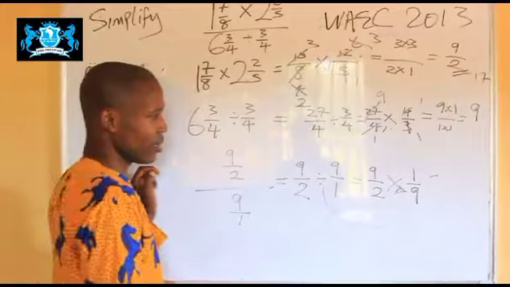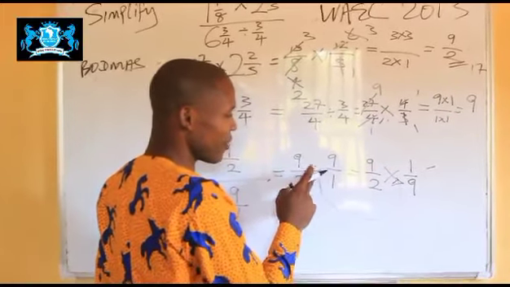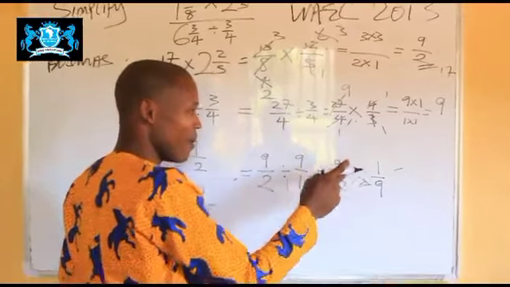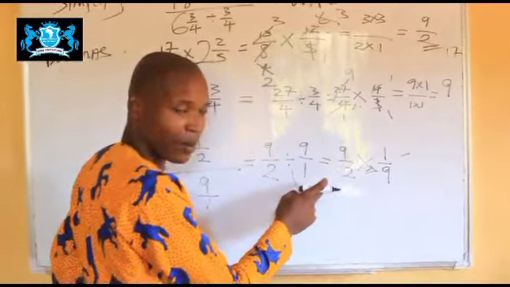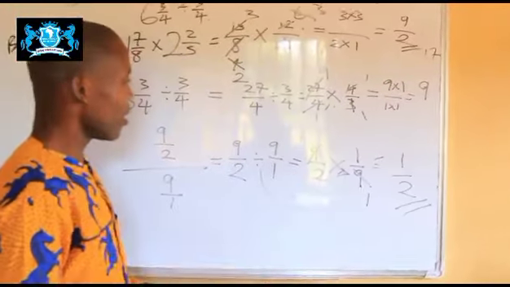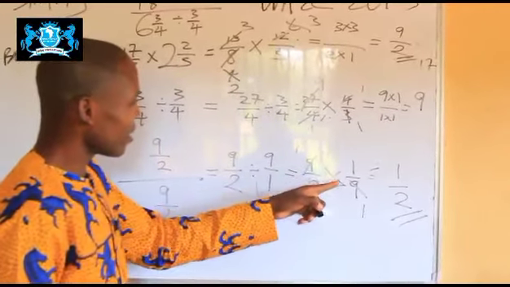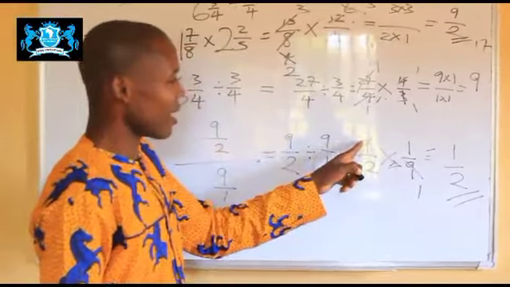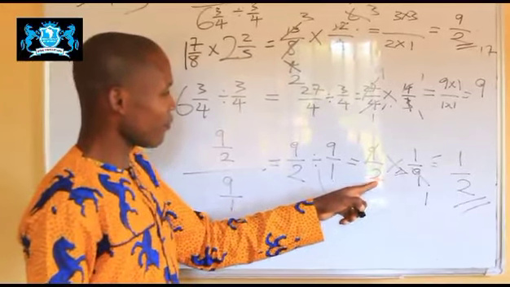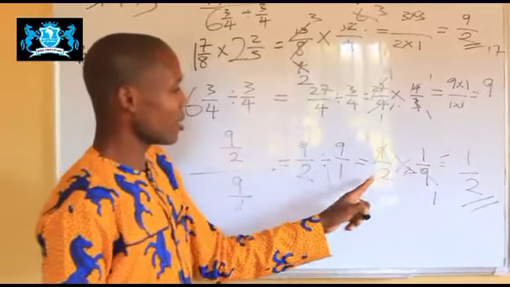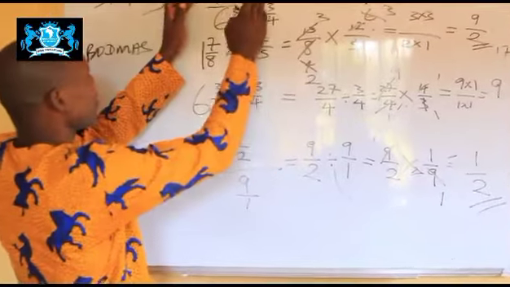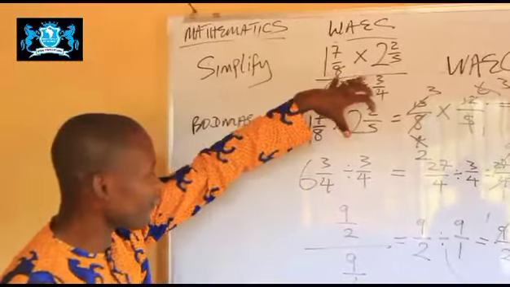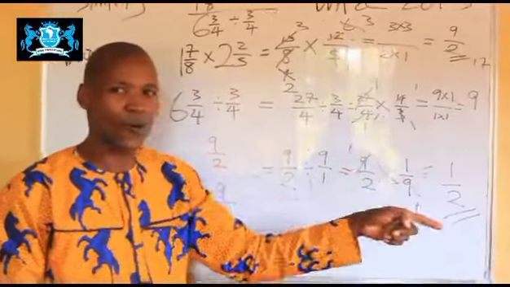Are you following? We changed division to multiplication, and 1 which was down now came up, and 9 which was up now came down. So we can divide. 9 can divide 9, so 9 divided by 9 is 1. Then we now have 2 and 1. 1 times 1 is 1, 2 times 1 is 2. So after solving this, we have simplified it to 1/2.